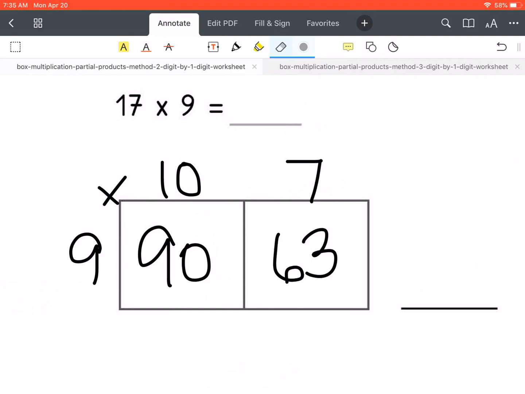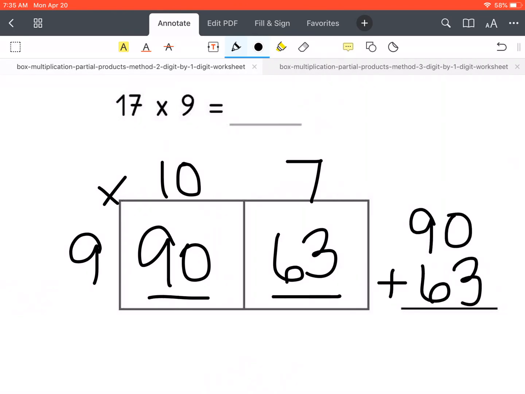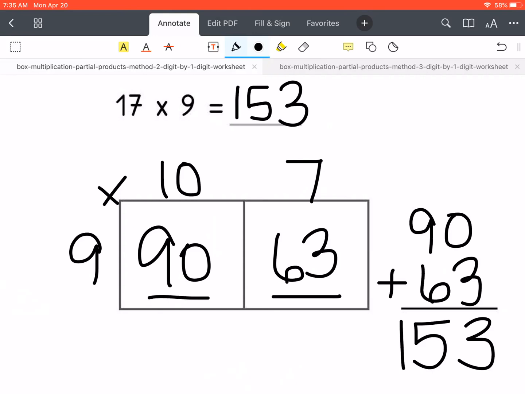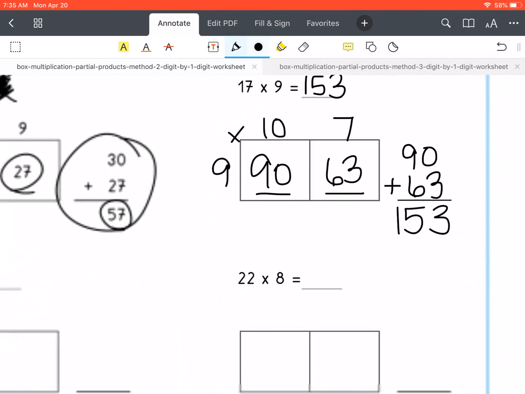Okay? Final step. You're going to take the numbers inside of the boxes and you're going to add them. 90 plus 63. 0 plus 3 is 3. 9 plus 6 is 15. So 17 times 9 is 153. Whoop, whoop, we just did multiplication using the box method.